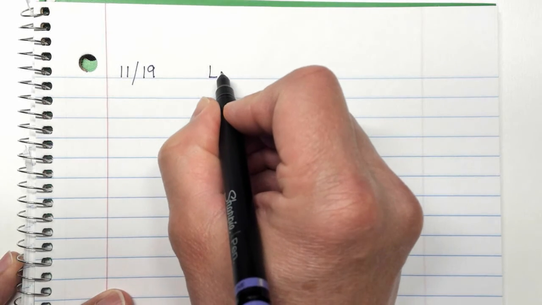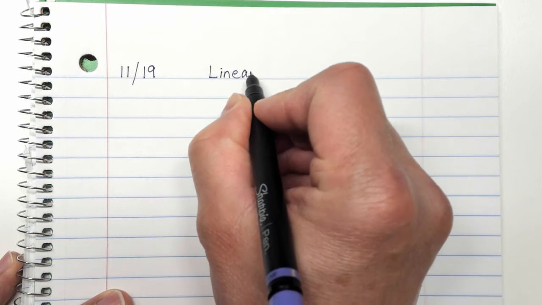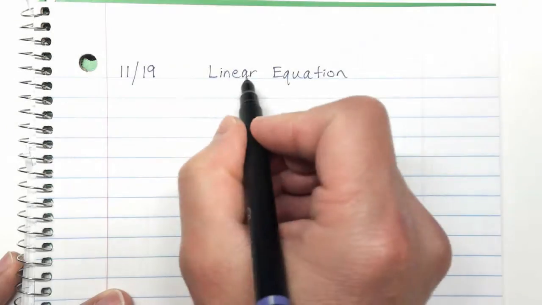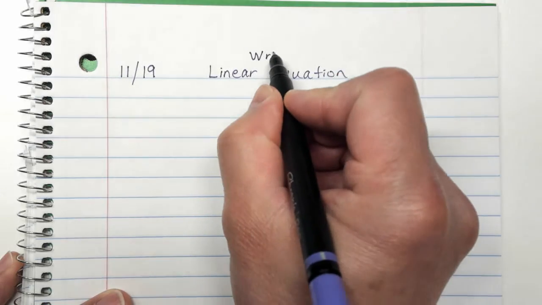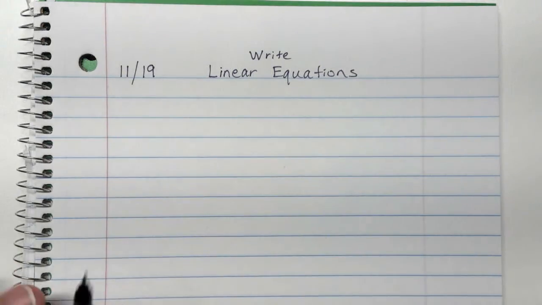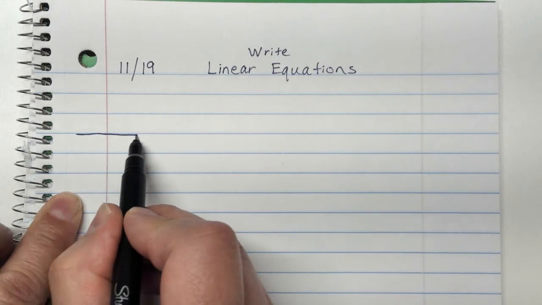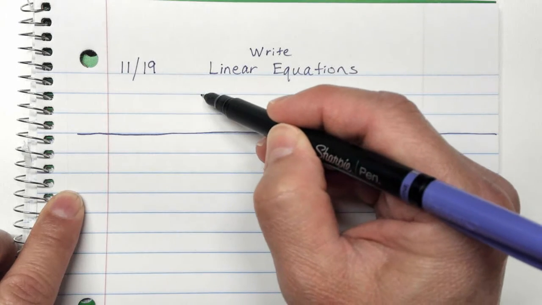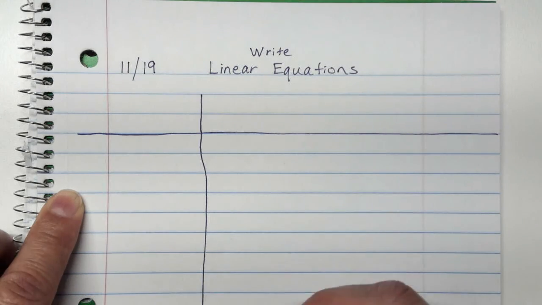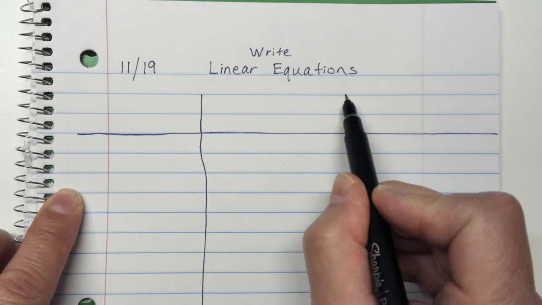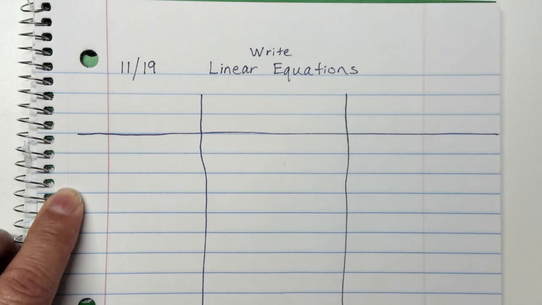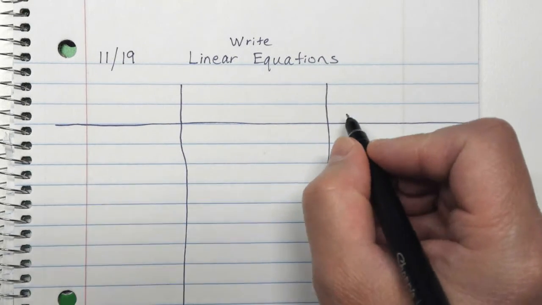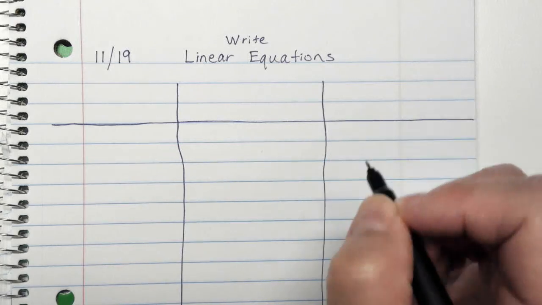It is the last new topic before the test, and the goal is to write linear equations. We're going to cover 3 types of problems, and we've actually already covered one of the types. So split your paper up into 3 columns like this. The third type, I actually taught that on day 1, so tricked you.